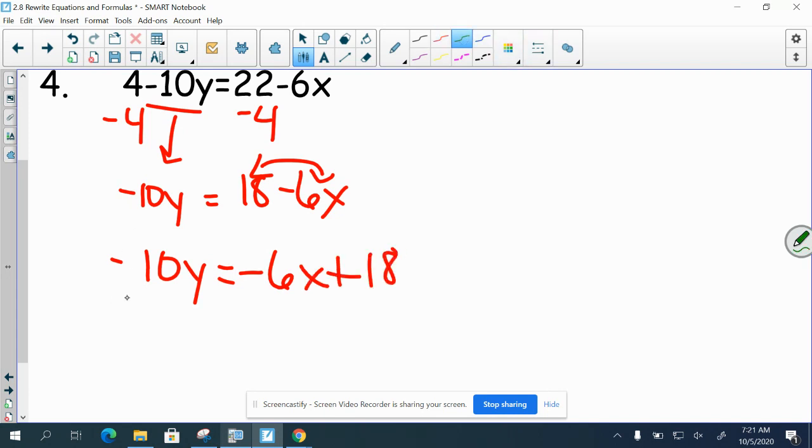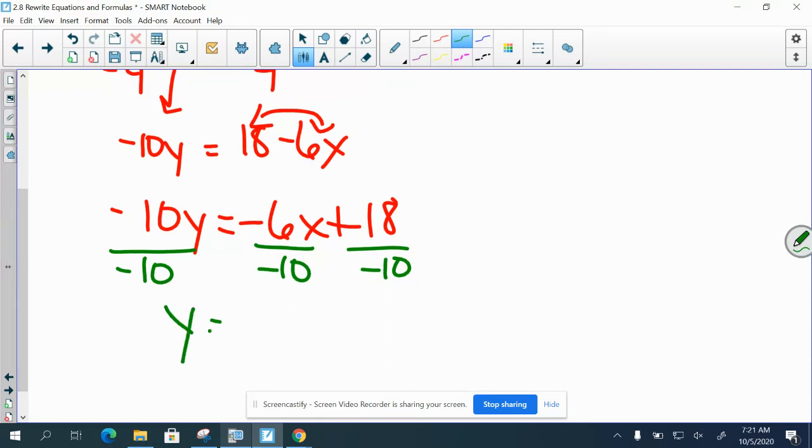Now divide by negative 10. And then it looks like we're going to have fractions that we'll have to reduce. So y equals, 2 negatives make a positive, 6 over 10 simplifies to what, 3/5? So 3/5 x, and then 18 over negative 10, negative can come up as a minus sign. 18 over 10 can reduce to 9 over 5, 9/5. And then just leave it like that. You don't have to write this as a mixed number. It can stay improper like that.